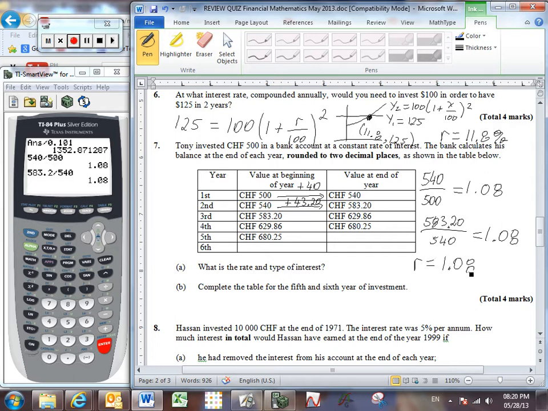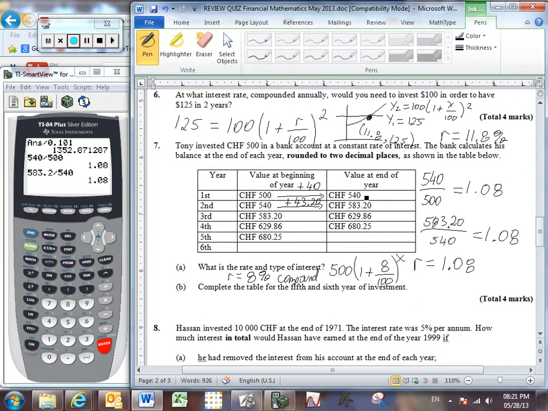But remember, this represents the multiplier. So I'm taking my original amount of 500 and multiplying it by 1.08, which I could write as 1 plus 8 over 100 to the power of x for the number of years. And this shows us that the interest rate is 8%. And what type of interest is it? It's compound interest, because the interest that we're earning, this $40, stays in the bank account, and then that $40 is itself earning interest, thus compound interest.